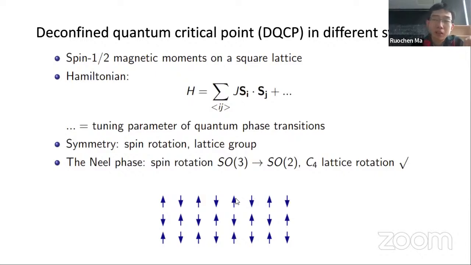But by staring at the pattern, you can convince yourself that the C4 lattice rotation symmetry is unbroken in this pattern. So the relevant symmetries we will focus on in this phase transition are the SO(3) spin rotation symmetry and a C4 lattice rotation with respect to each lattice site. In the Néel phase, the spin symmetry is spontaneously broken to a subgroup, while the C4 lattice rotation is intact.